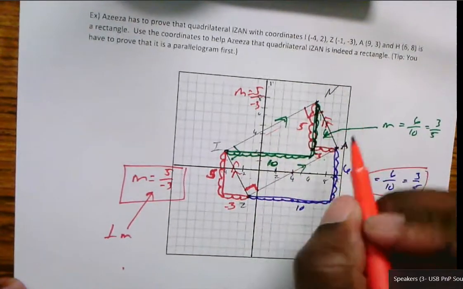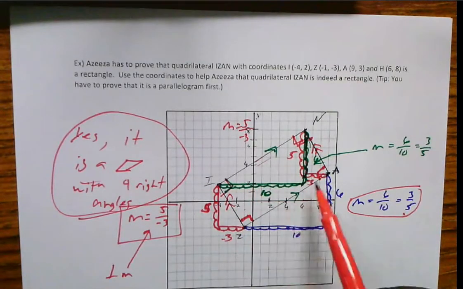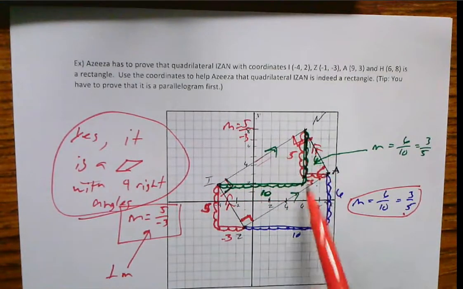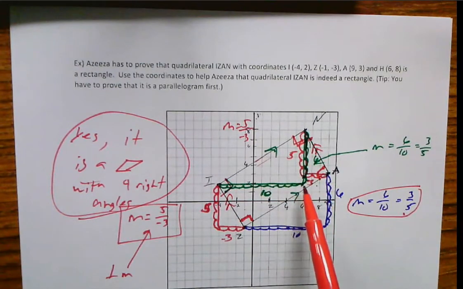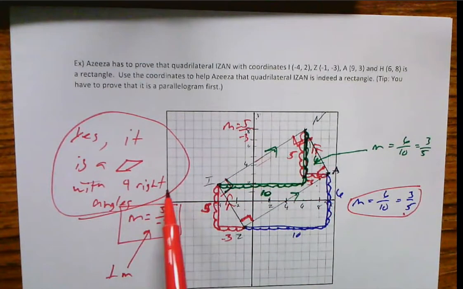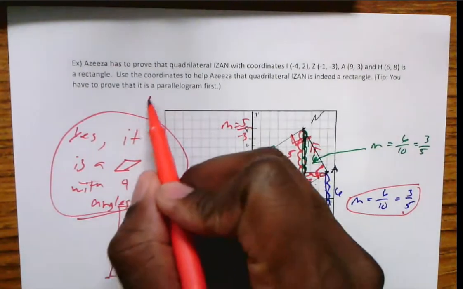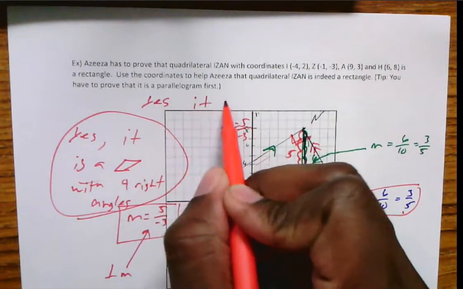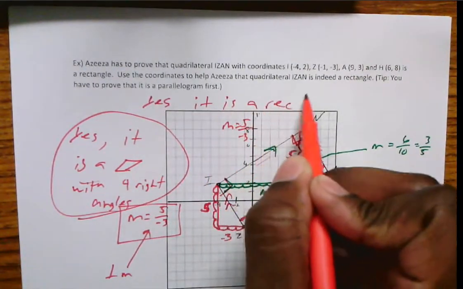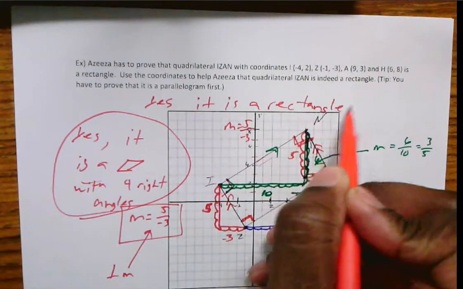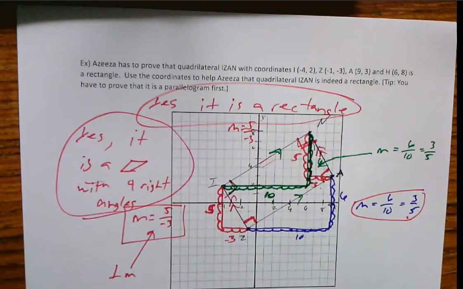So it tells me this angle is a right angle. Since these lines are parallel and these lines are parallel, all these angles are congruent and they all are 90 degrees. So yes, it is a parallelogram with 4 right angles. Or even better, yes, it is a rectangle, because by definition, it's a parallelogram with 4 right angles. That's all I have on that. Good luck.